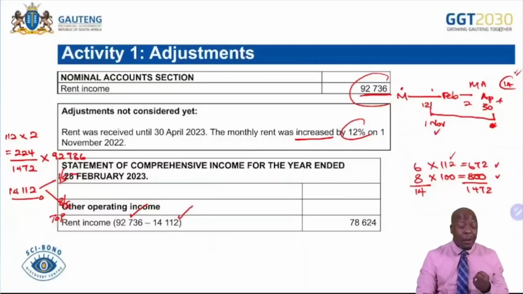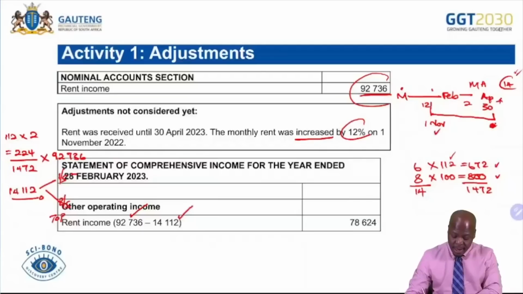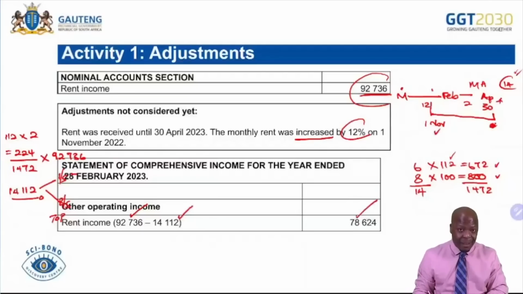You subtract it because we were not supposed to receive it. We must receive only for 12 months. In this case, we received for 14. So the 2 months must be taken out because it is income received in advance. And therefore, we remain with that one. Okay. Remember, signs are very important. Minus, because it is income received in advance.